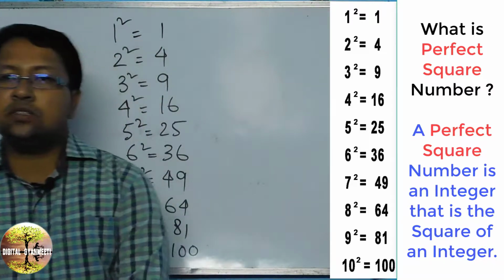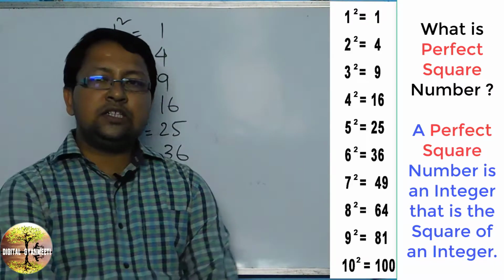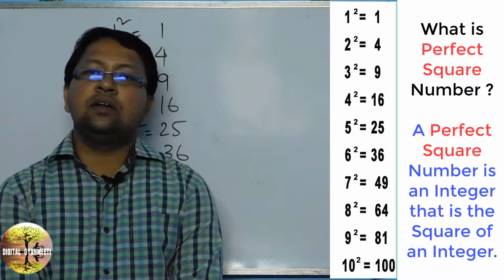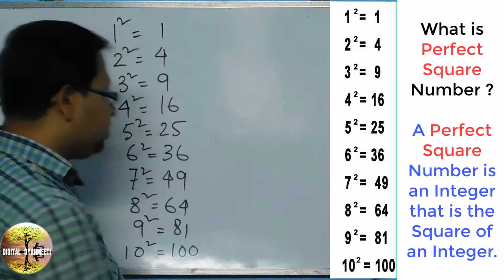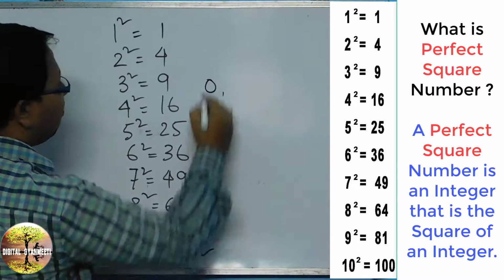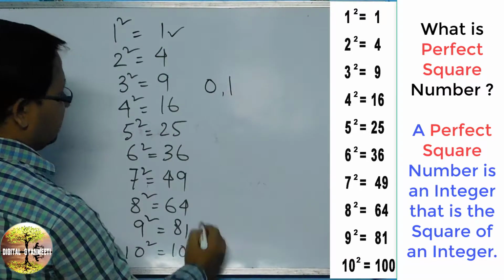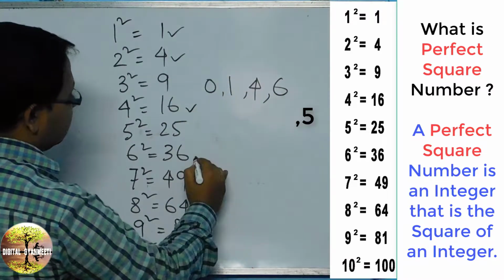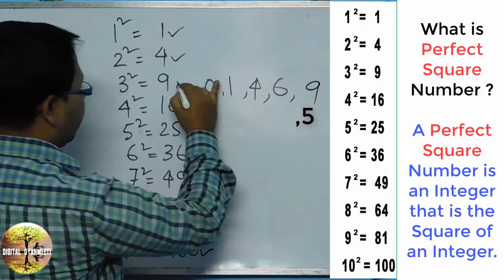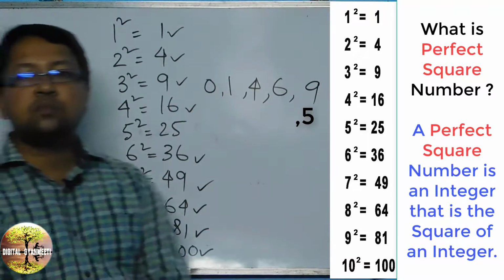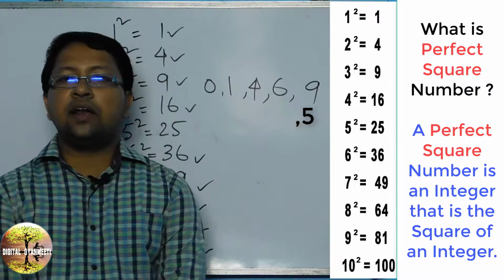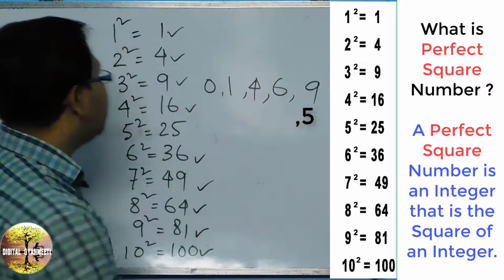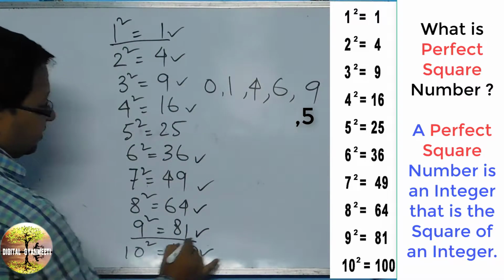Alright, a few things you should notice from the list of perfect squares before we begin. All perfect squares can end in the number 0, 1, 4, 6 and 9. That means if the perfect square ends in the number 1, then the last digit of the square root will be either 1 or 9.